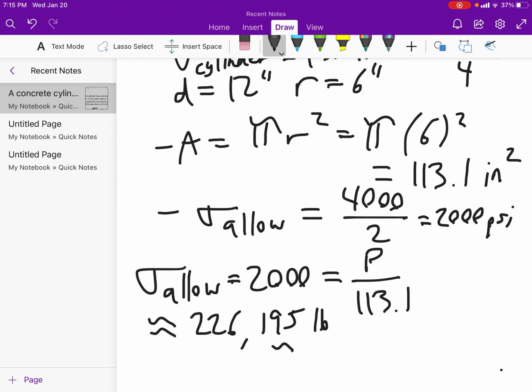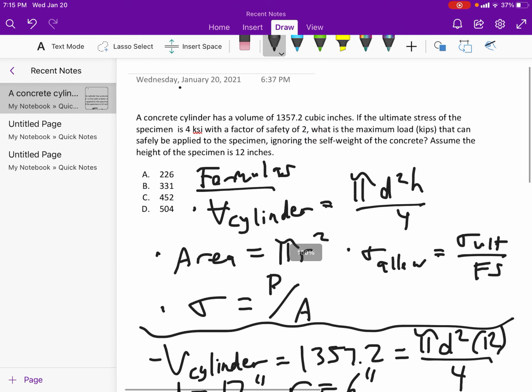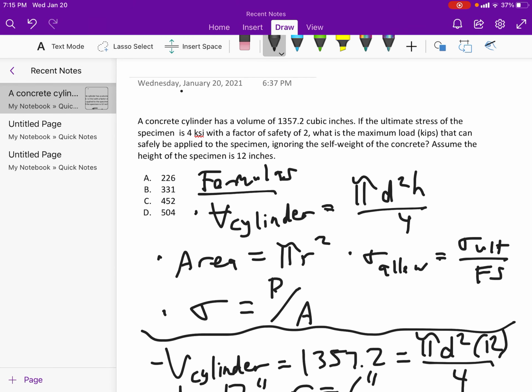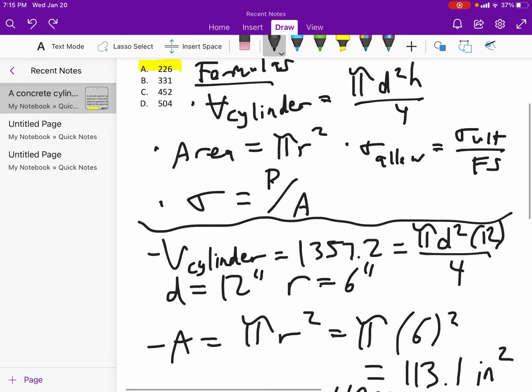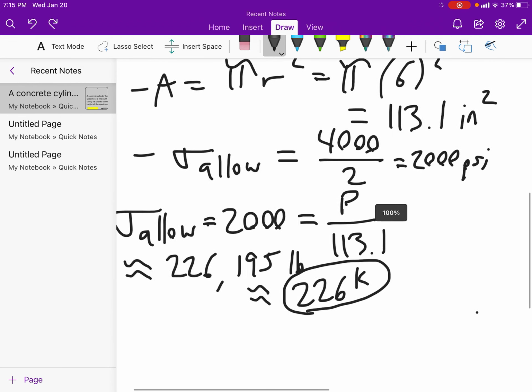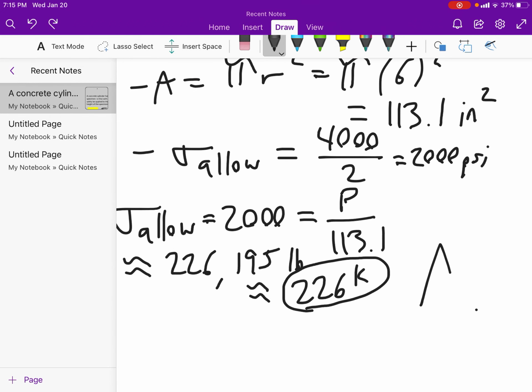So that is going to equal 226 kips, and hopefully that's one of the answer choices. Let's scroll up and see, and yes it is. The answer is A. So that's our final answer.